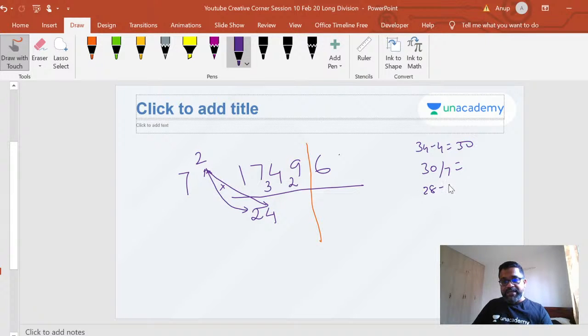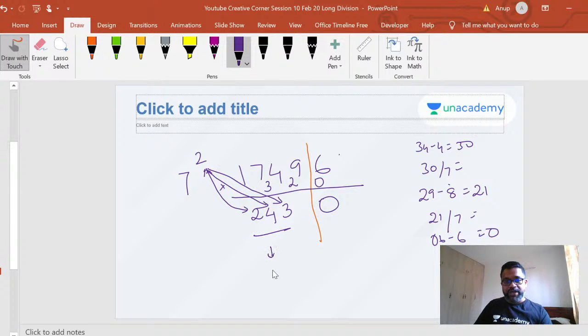When I multiply 2 into 4, I get 8. 29 minus 8. What do I get? 21. This 21 I divide by 7. When I divide 21 by 7, what do I get? I get a 3, remainder 0. Next, I multiply 3 into 2. What do I get? A 6. 6 minus 6, what do you get? 0, right? So that's the answer.